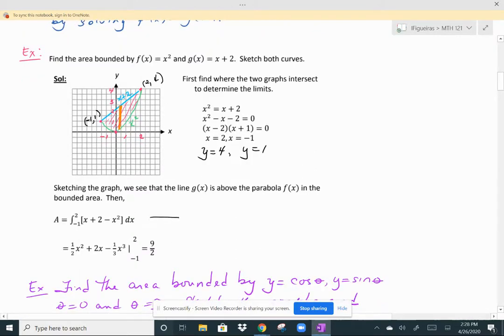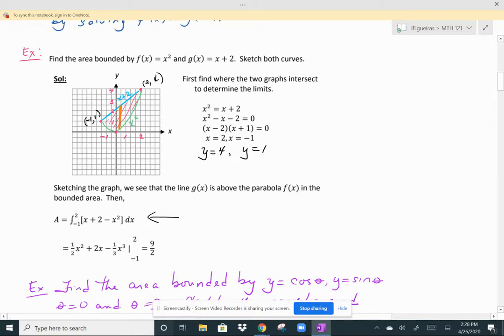I want to integrate from negative 1 to 2. And again, negative 1 to 2 come from the x coordinates that we computed when we solved earlier. And then you take your line, x plus 2 minus your parabola. That gives you the height of the rectangle times the differential dx. Okay, this is again another very straightforward integral.